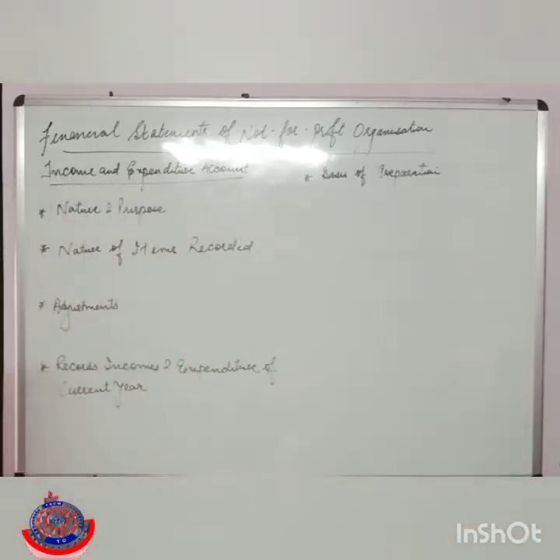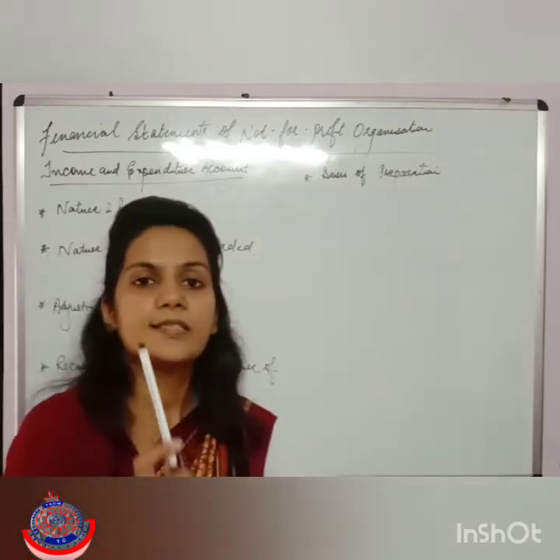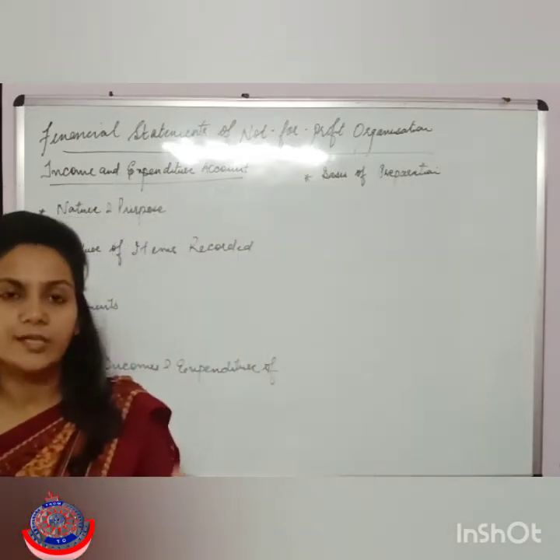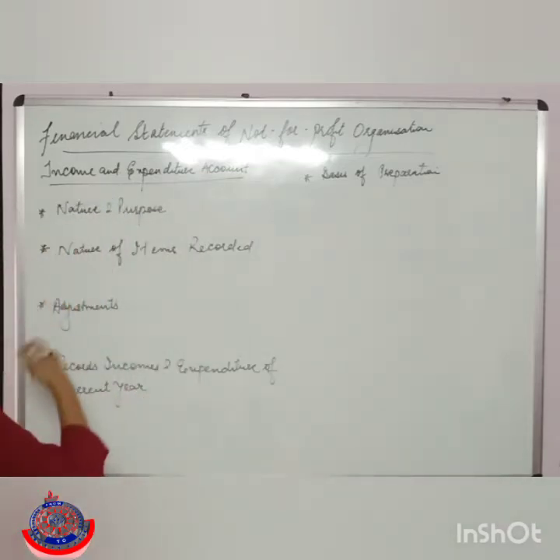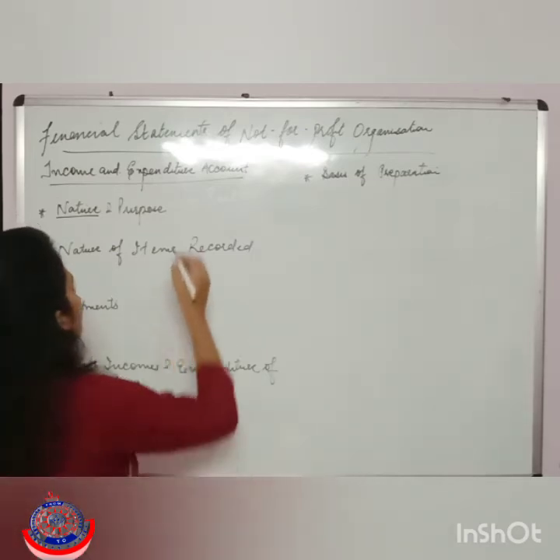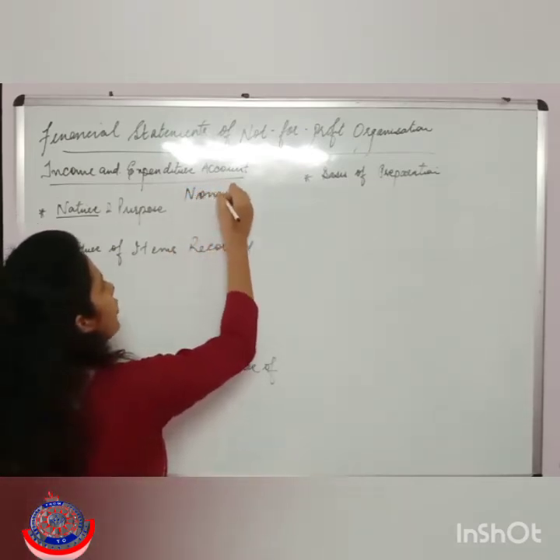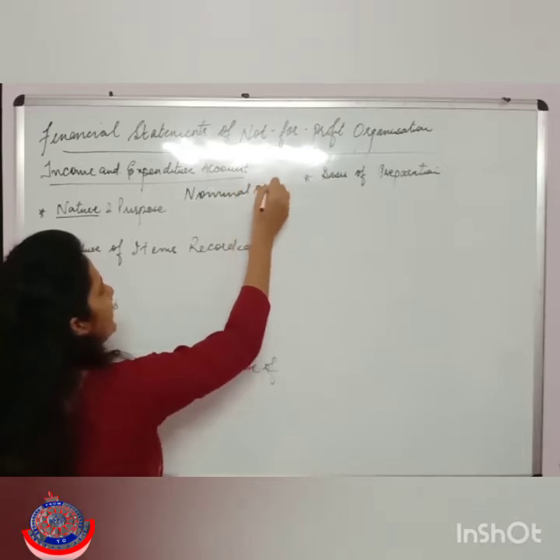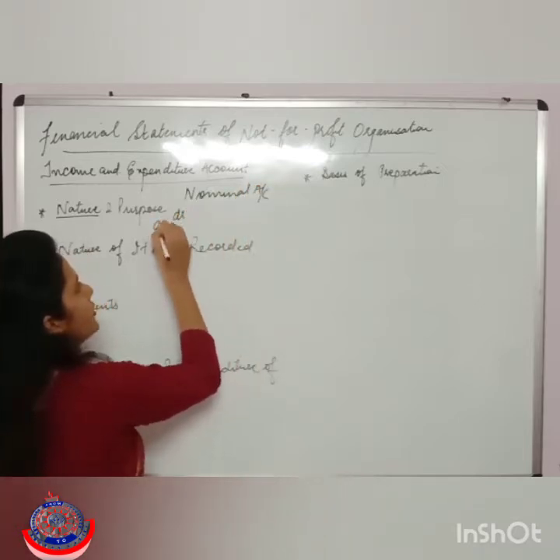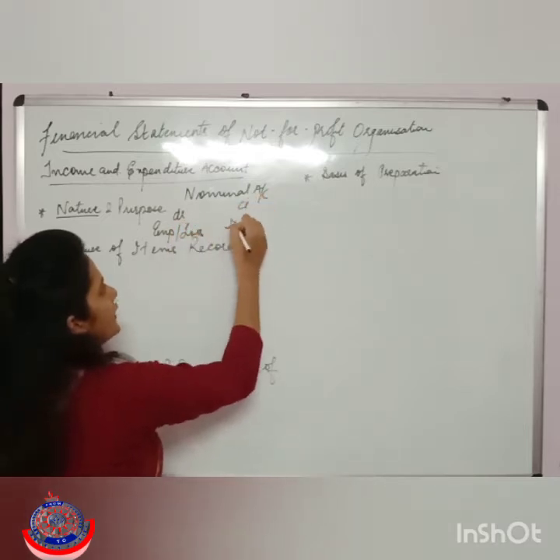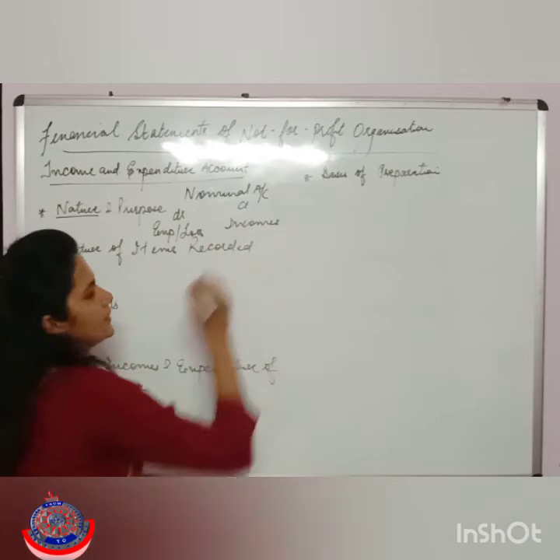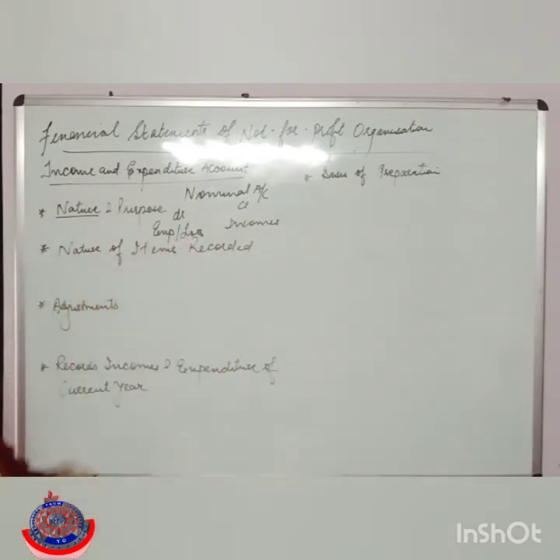The first point is nature and purpose. See, as I told you that it is same as that of trading and P&L account. Then you know that trading and P&L account was a kind of nominal account. So income and expenditure is also a nominal account, where on the debit side you are going to record all the expenses and the losses, and on the credit side you are going to record all the incomes. This is the first point.